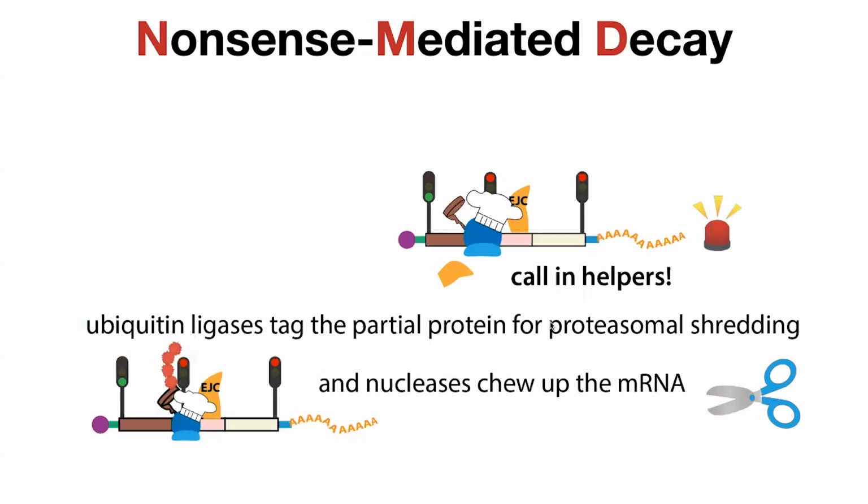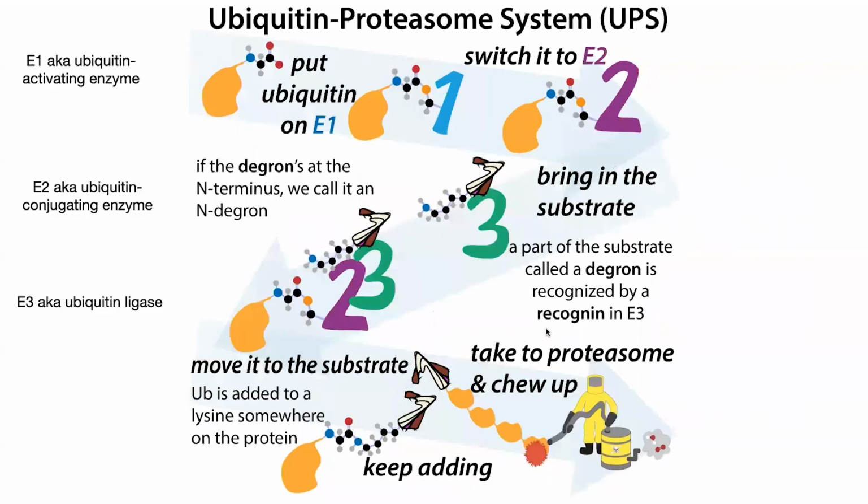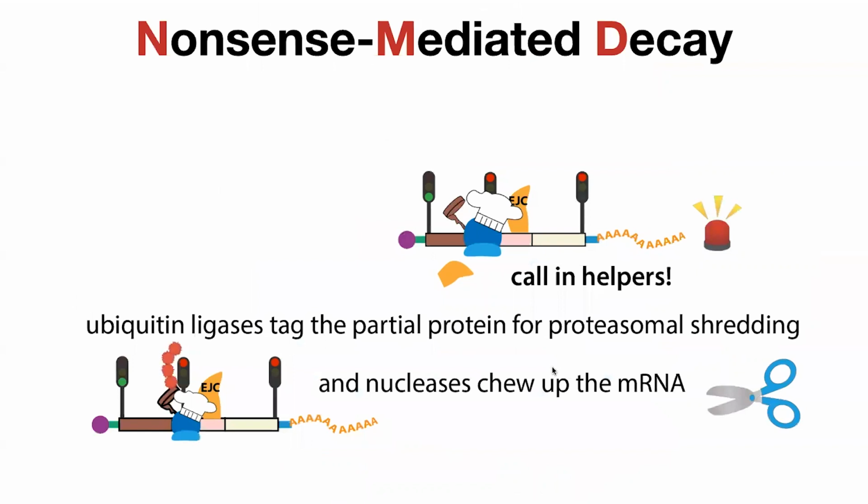And so what's going to happen is you're going to get things like ubiquitin ligases tagging that partial protein for proteasomal shredding. So basically it's going to get tagged with ubiquitin, which is this little protein we can stick on the ends of things we want degraded and get them sent to the proteasome, which is the protein shredder, to chew it up. We're also going to use nucleases to chew up the mRNA.